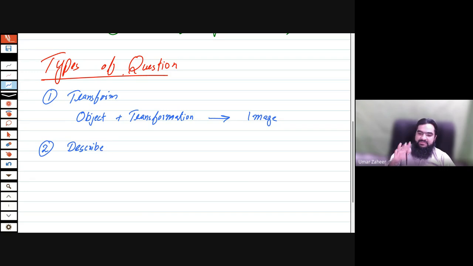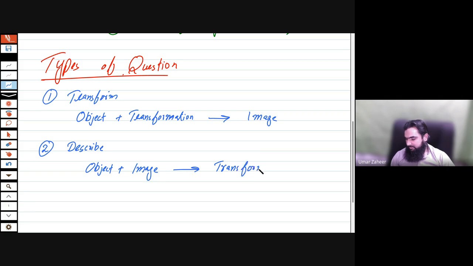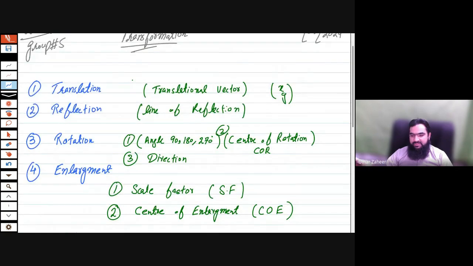Describe means the examiner gives you the object as well as the image. You have to tell them whether it is a translation, a rotation, an enlargement or a reflection. The object is given, the image is given as well. You have to tell the transformation. For example, if that is the translation, you need to tell them what is the vector.